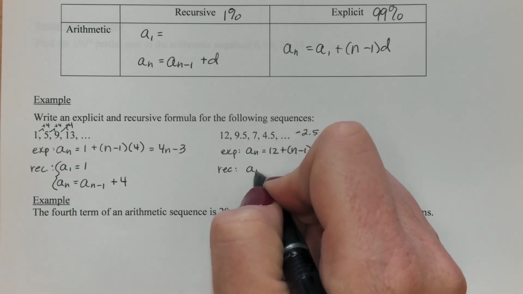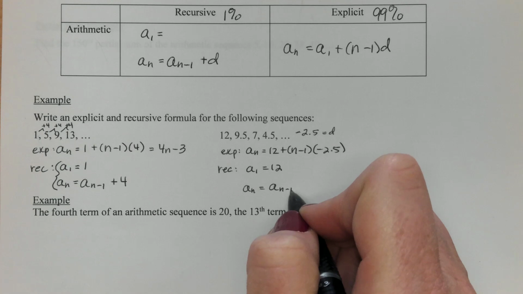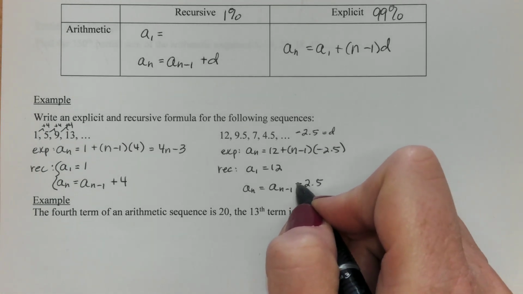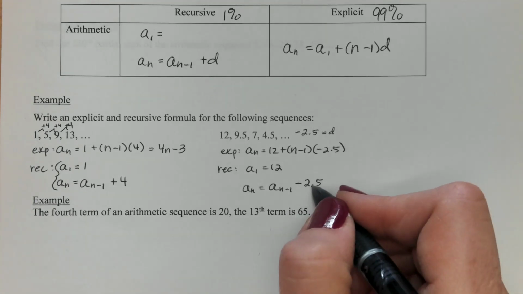The recursive formula, first term is 12, so we got to have that. And then after that, you're just saying, I'm going to take the previous term, and I'm going to add the common difference, which happens to be negative 2.5. So you can just subtract 2.5, or you could add negative 2.5, whichever way you'd like to write it.